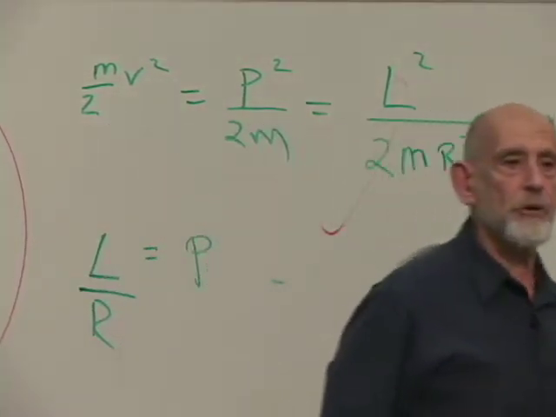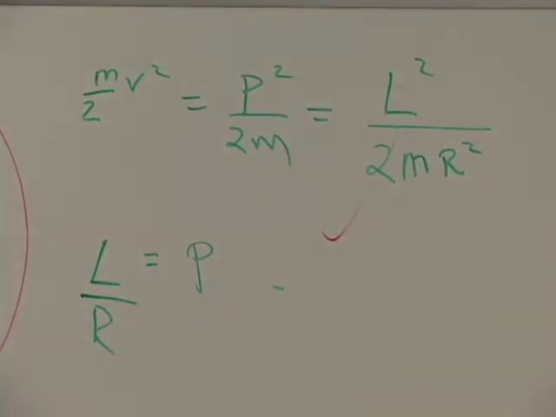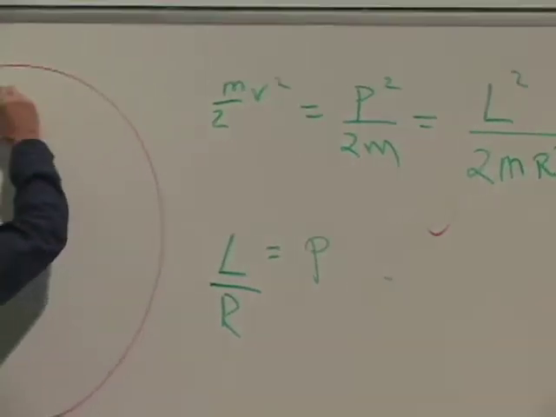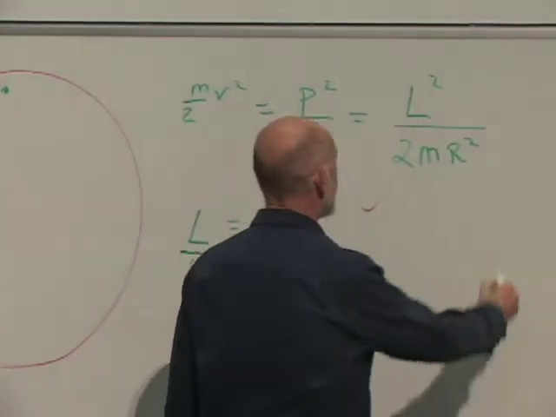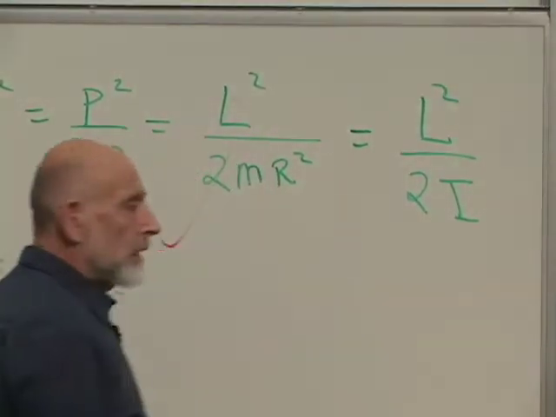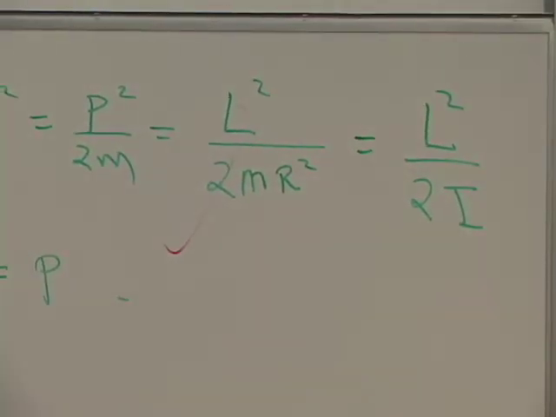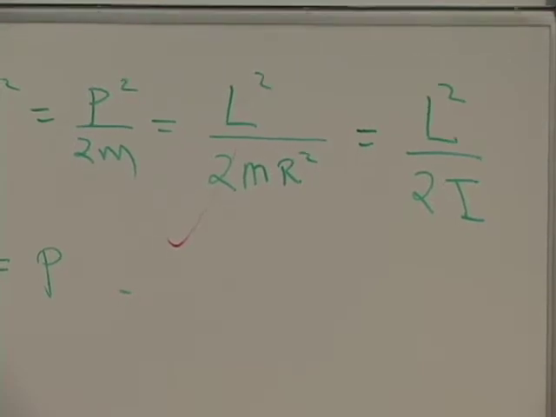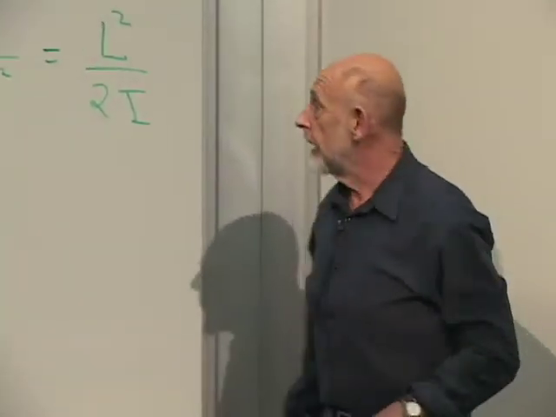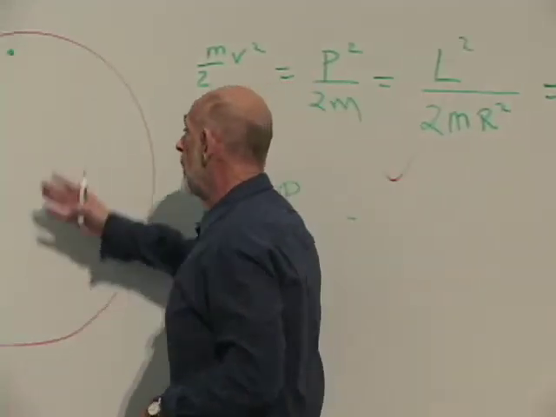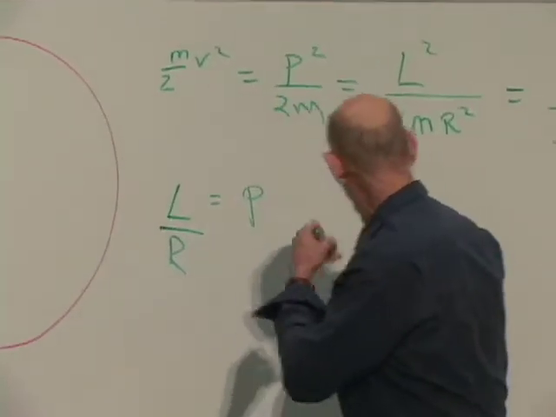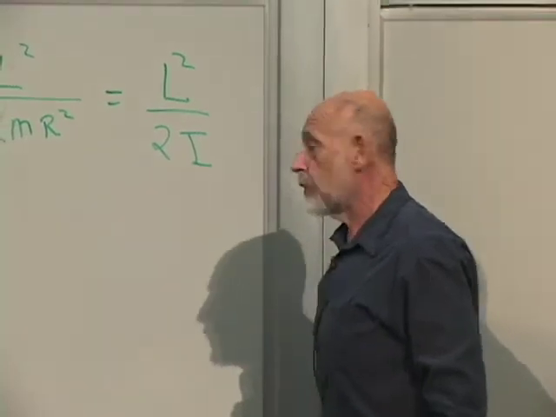m r squared. Do you know what m r squared is called? The moment of inertia. The moment of inertia, in this case, of the point particle over here. And the symbol for it? I. L squared over twice the moment of inertia. So what characterizes the motion of this particle is, first of all, its angular momentum, but the moment of inertia. The moment of inertia plays a central role in the energy levels, in all of the properties of the trajectories, but in particular, the energy levels when we're doing quantum mechanics. And that's an important formula.